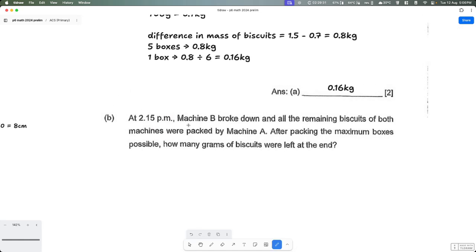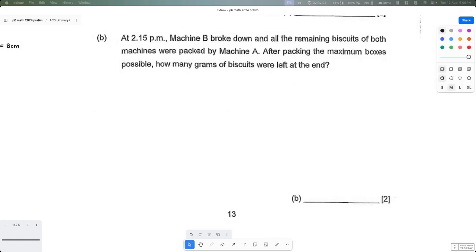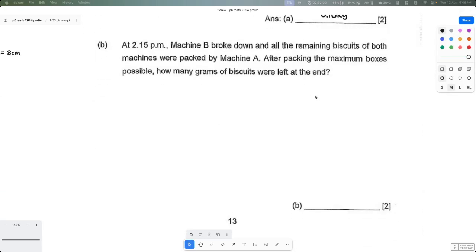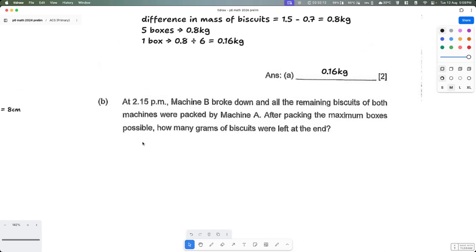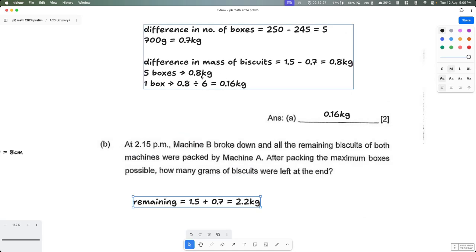At 2:15 p.m., machine B broke down, sad life. And all the remaining biscuits were packed by machine A. After packing the maximum boxes possible, how many grams of biscuits were left at the end? We need to add the remaining mass. So remaining is equal to 1.5 plus 0.7, which is 2.2 kilograms. This is the remaining, and then we need to pack them up.